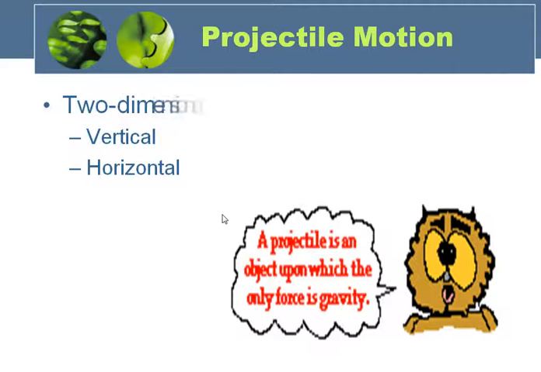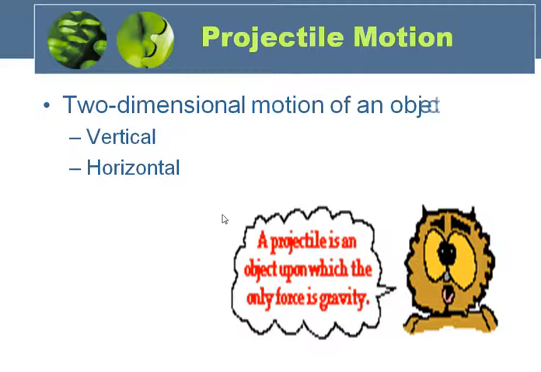To study projectile motion, we firstly must decompose the motion into its two components, the vertical component and the horizontal component. The vertical component defines how long it will take for the projectile to hit the ground, while the horizontal component of the motion determines the range of the projectile.